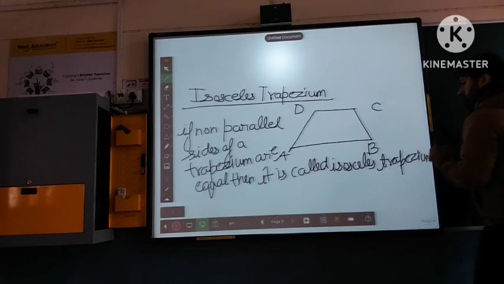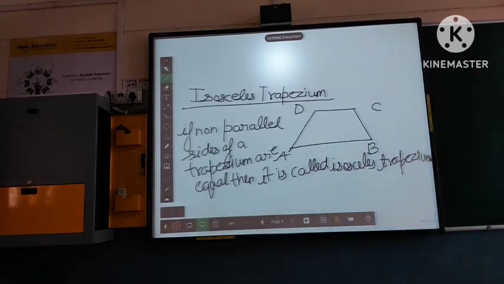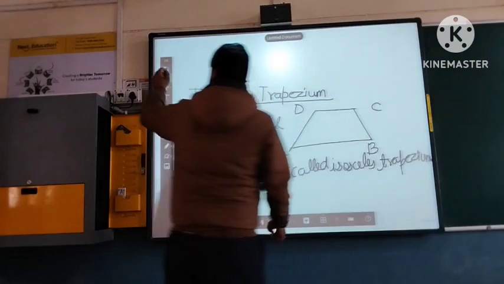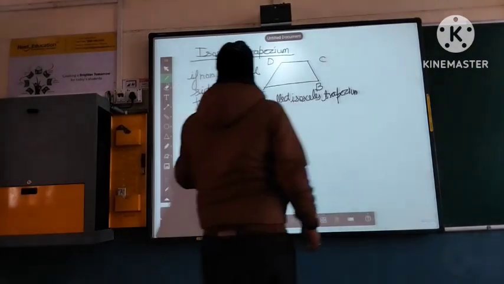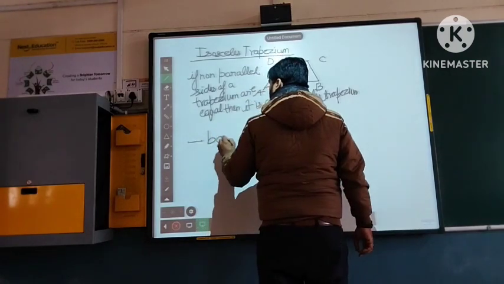So see, clearly AB and CD are parallel. What are the non-parallel sides? AD and BC. So if AD and BC also are equal, it will be called an isosceles trapezium. It already has the properties of a trapezium, but if the non-parallel sides are equal, you will call it an isosceles trapezium.